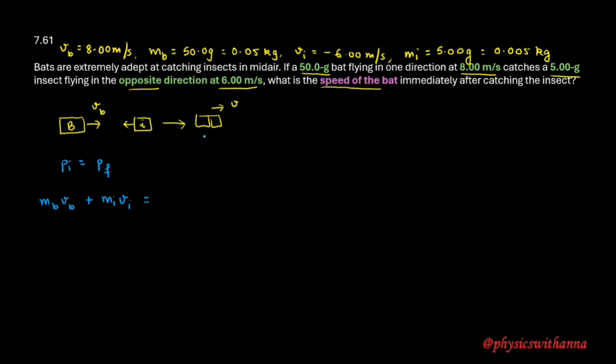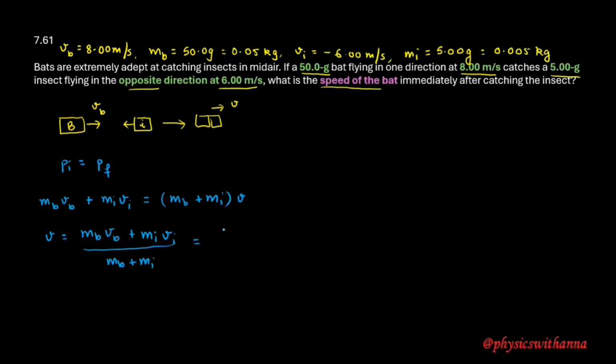After the bat catches the insect, they move together. So we will write their masses together. Mass of the bat plus mass of the insect into the common speed V. We need to find what this V is, so let's divide by the masses here. We get V equal to mass of bat into velocity of bat plus mass of insect into velocity of insect over mb plus mi.